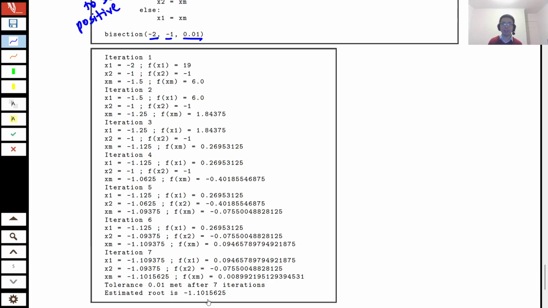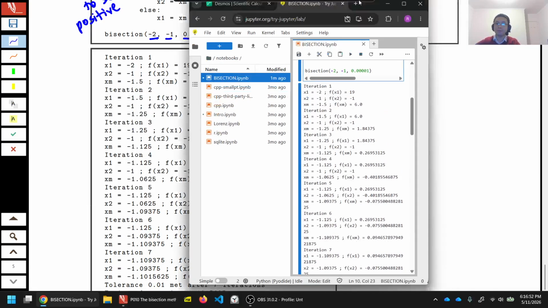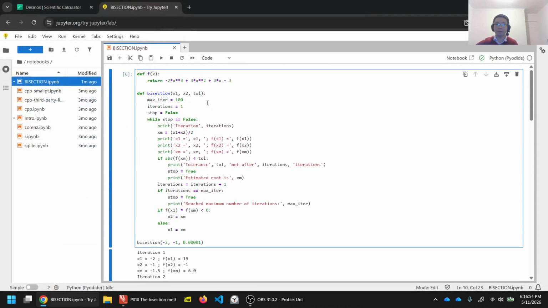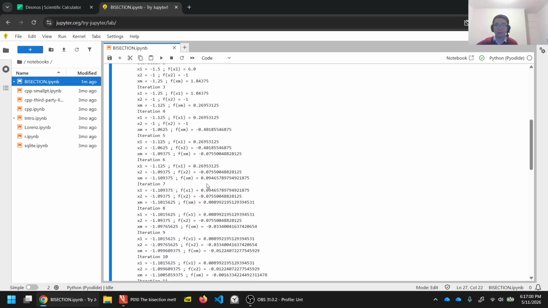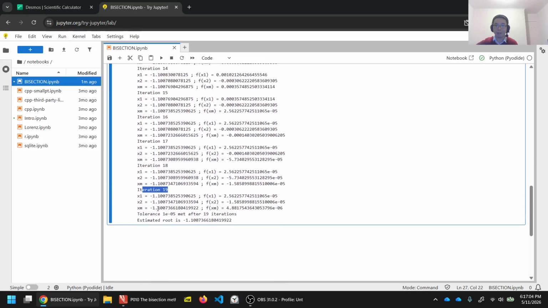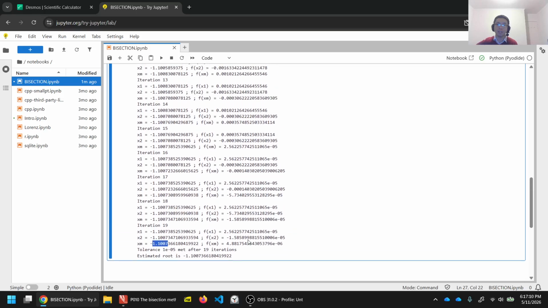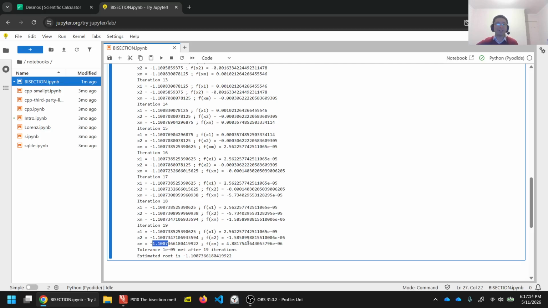If I wanted to, I could let the program run for longer. I've got it here. Here's the program in Python. I'll change the bisection tolerance. This is 10 to the power of -5. And you'll see in 19 iterations, I get a root of -1.1007. Pretty good. So it doesn't take too many calculations, but it's tedious.